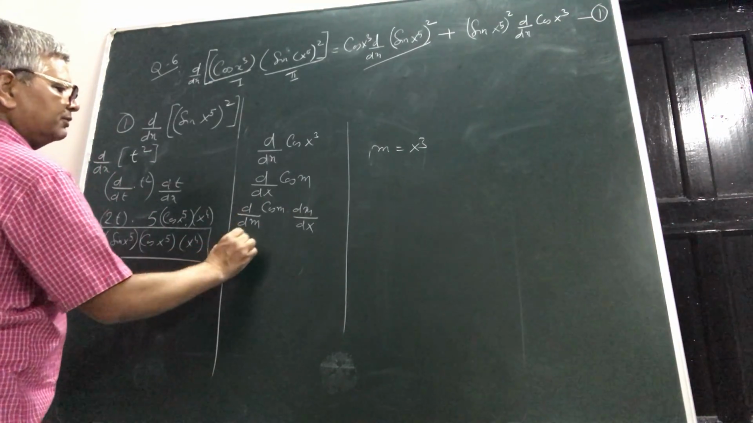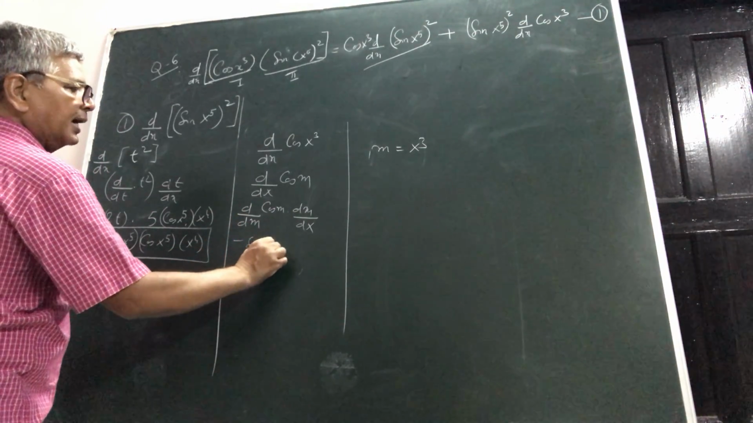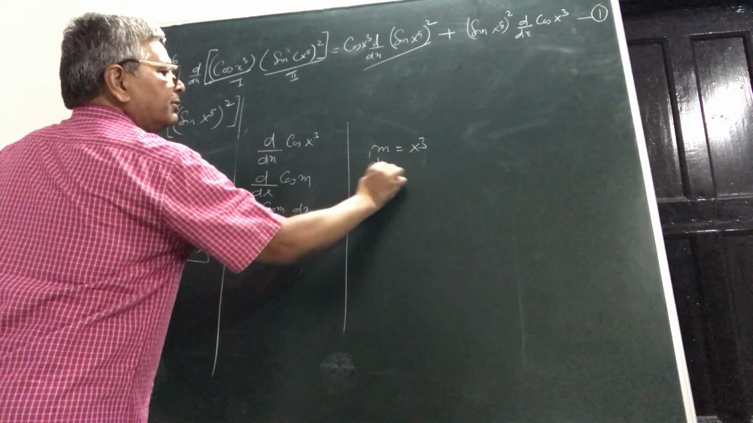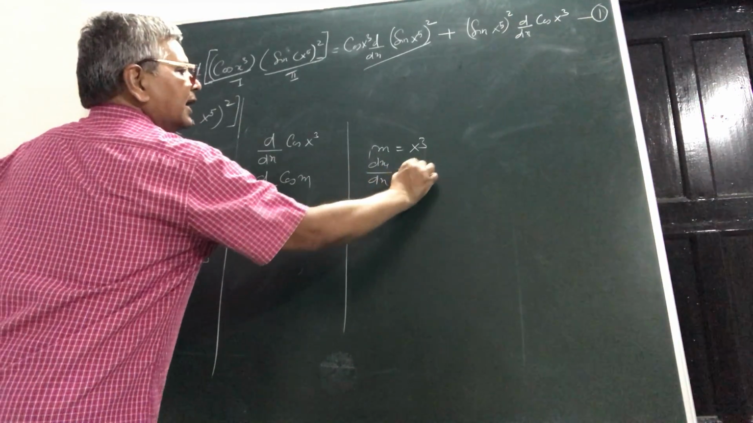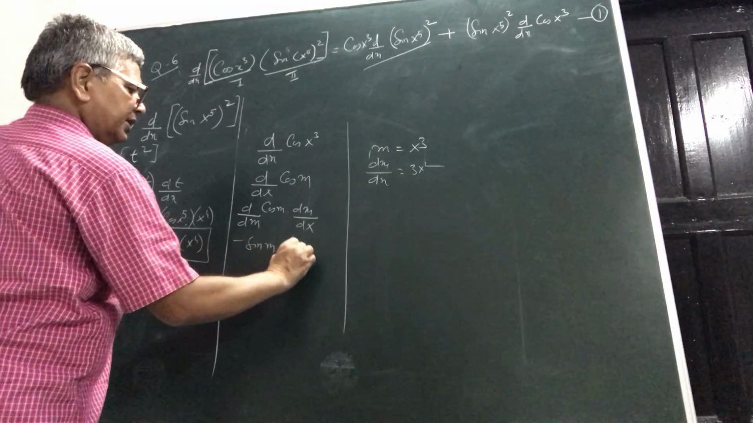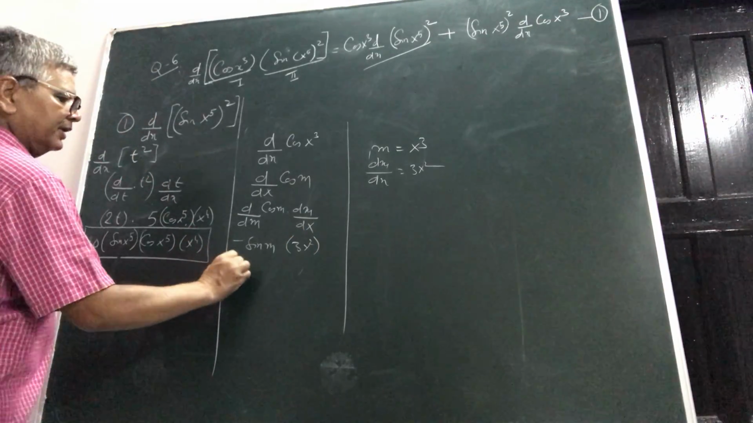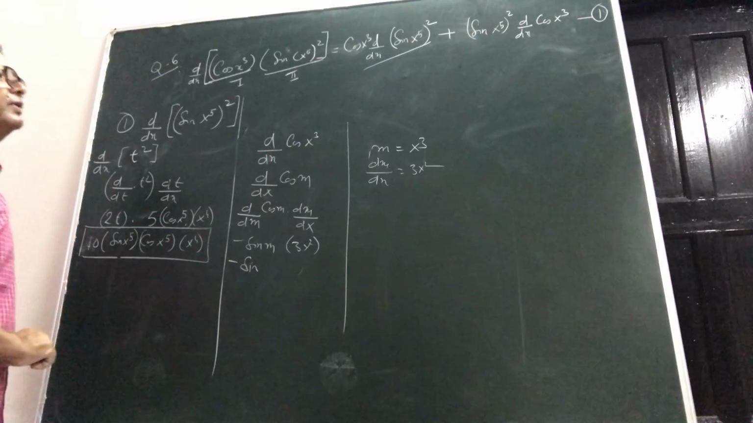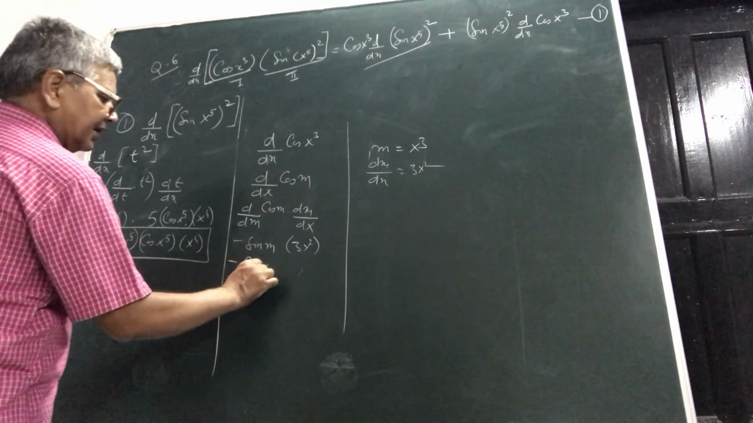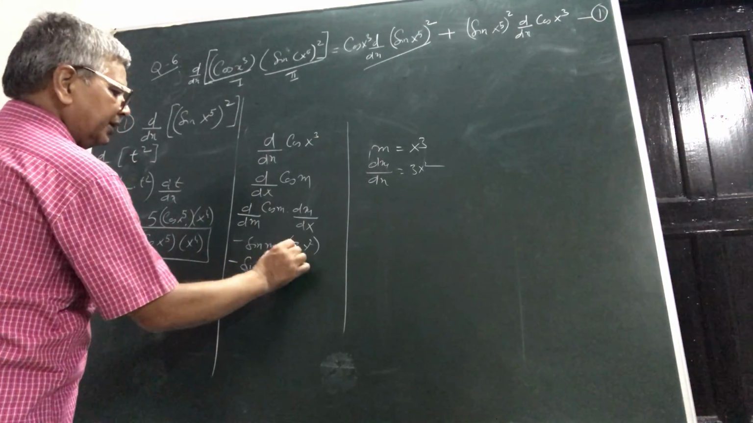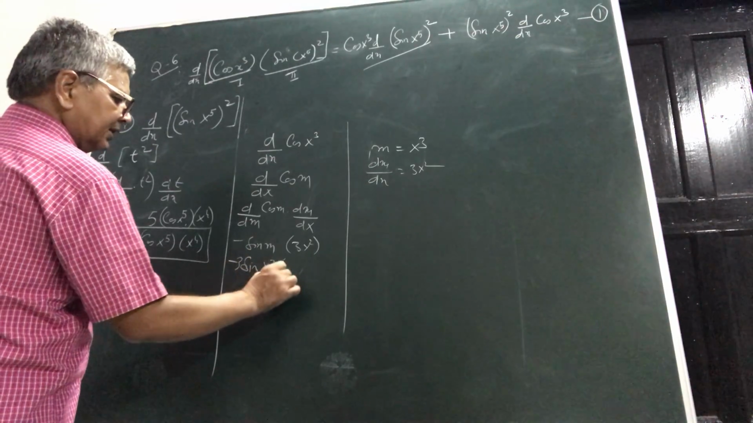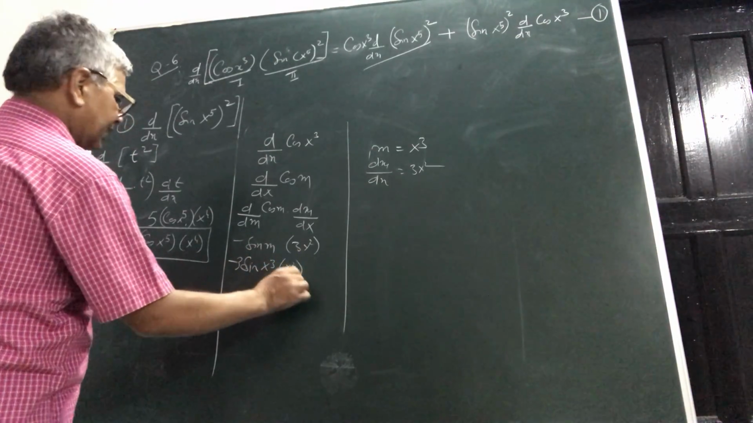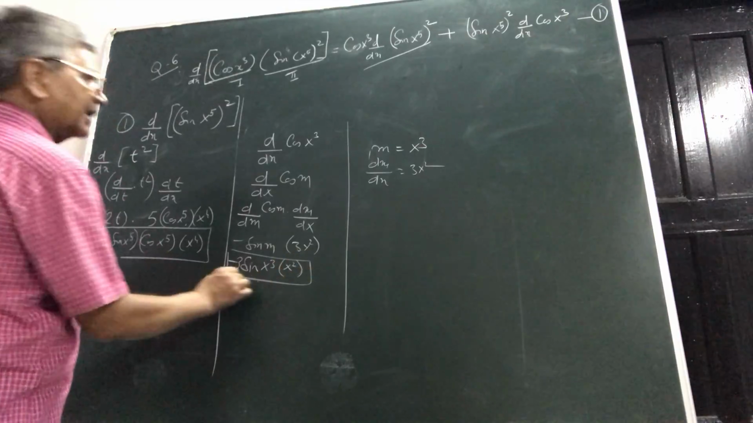So the derivative of cos m is minus sin m, and dm by dx you will get from here. It is 3x square. So 3x square, and in place of m what will you put? Sin m. M is how much? Please see, m is x cube. So minus sin x cube into 3 x square. So this is the second derivative.